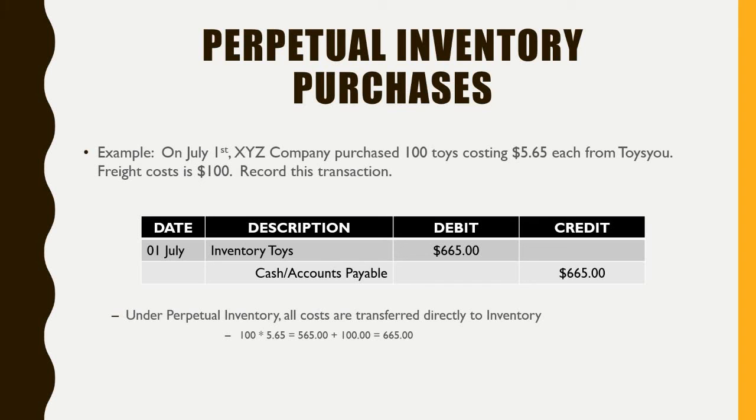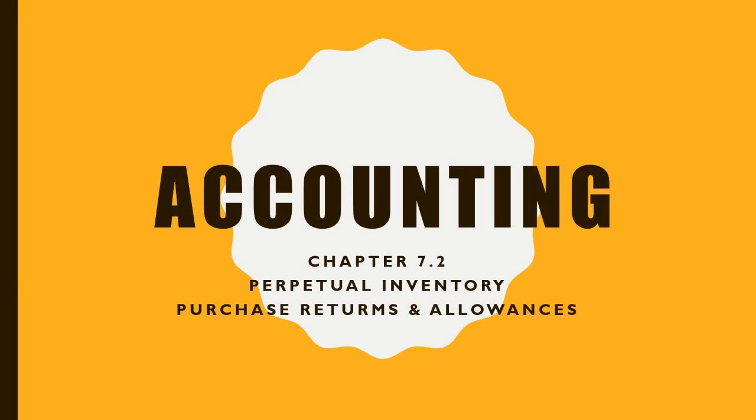Okay. So again, we combine the purchase of 100 toys at $5.65 each, plus the freight of $100, which gives us a grand total of $665. Okay, and that is it. All right. So now moving on to 7.2.